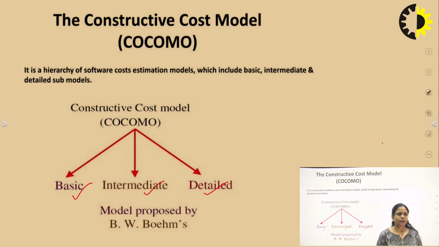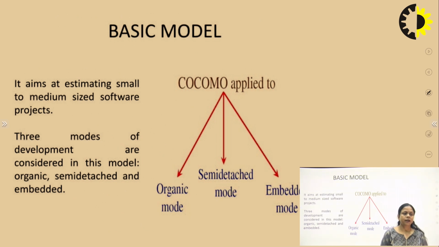Firstly, we will understand what the basic model is. The basic model aims at estimating small to medium size software projects. Three modes of development are considered in this model: organic, semi-detached and embedded. So in the basic model, we will estimate small to medium size software projects. First one is the organic mode, second is the semi-detached mode, and third one is the embedded mode. So we will work in these three modes.